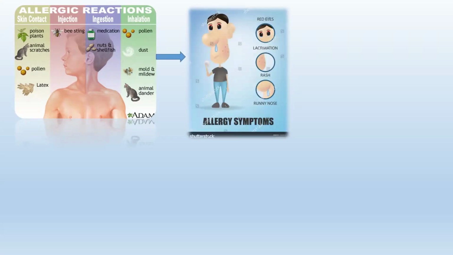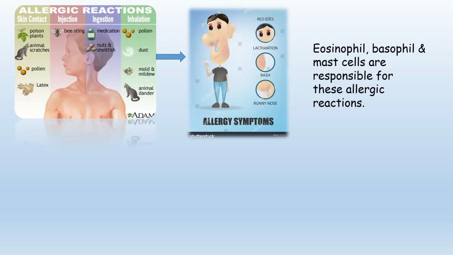For example, when our body is exposed to any foreign particle which may be harmful for us, say any allergen like dust, fumes, smoke or pollen, we cough and sneeze. We get itchy. A variety of allergic reactions occur, right? Eosinophil, basophil and mast cells are responsible for this.